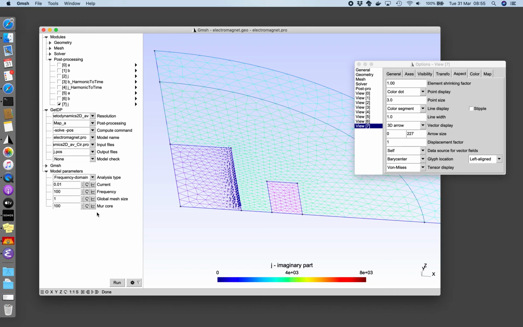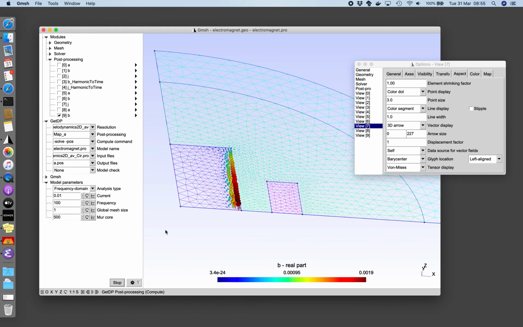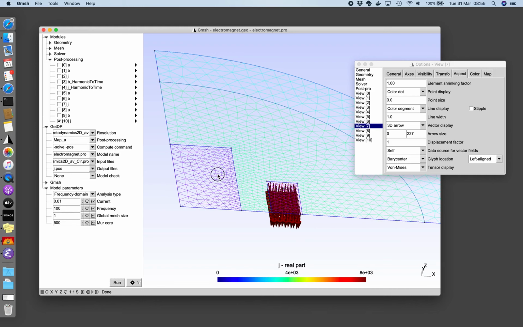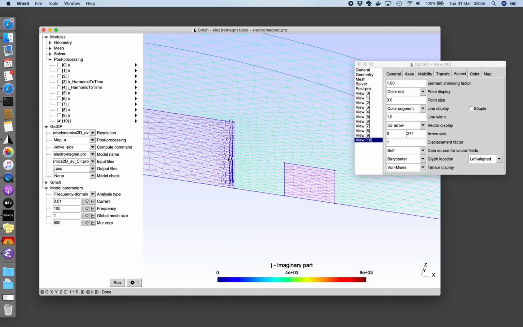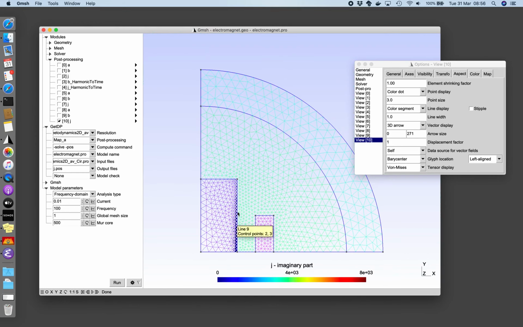Skin effect will depend on the permeability as well. So if I increase the permeability of the core and I redo the calculation, you'll see that things will concentrate even more. So let's increase the size again. And you see here that the mesh is getting a bit coarse actually to represent the currents, but you see that everything is concentrating close to the border, to the boundary.